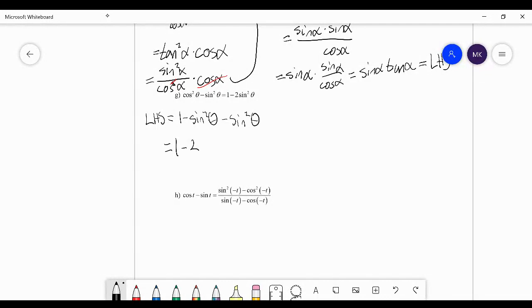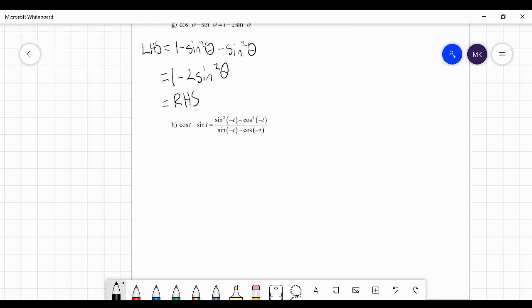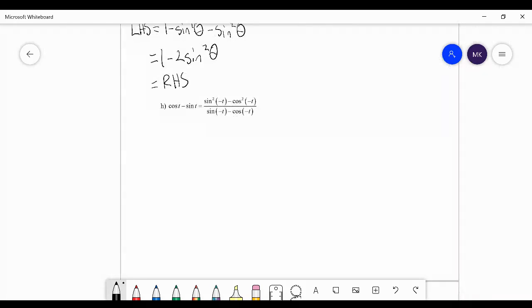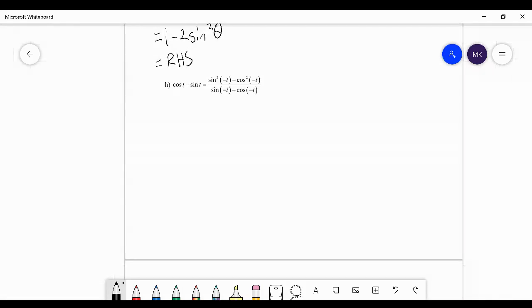Combine like terms, and we're done. That's it. Sometimes it's that easy, right? All we did was use the Pythagorean identity to convert cosine squared theta into its 1 minus sine squared theta piece, and then combine like terms. Sometimes these are really that simple. All right. We're getting there. We're making our progress.